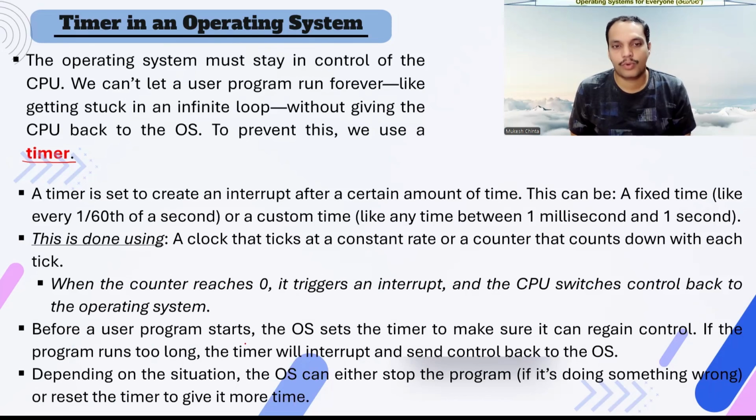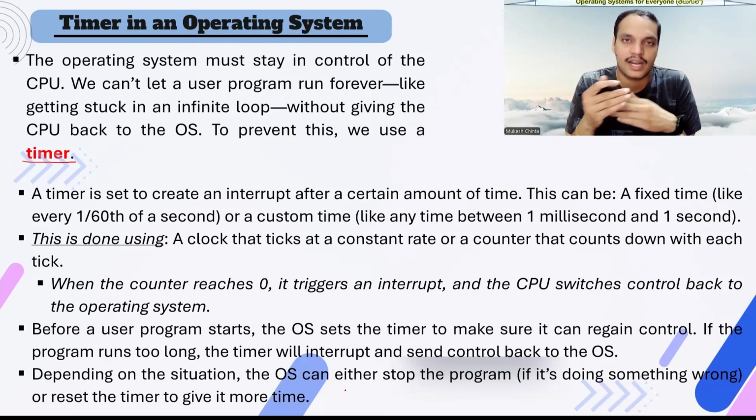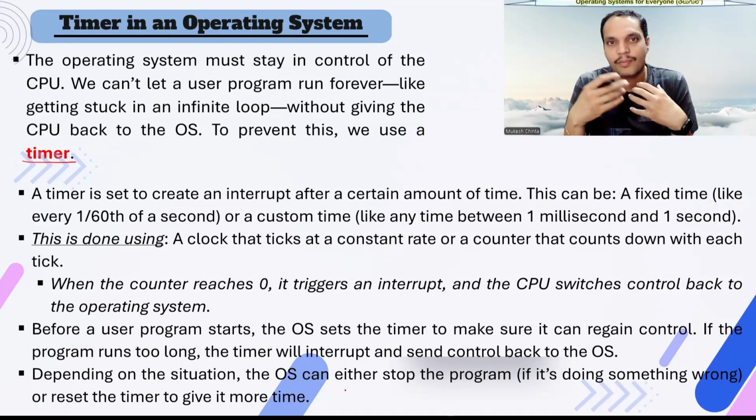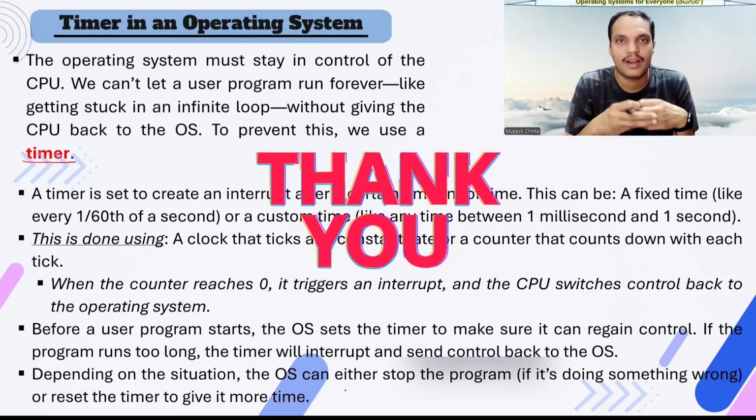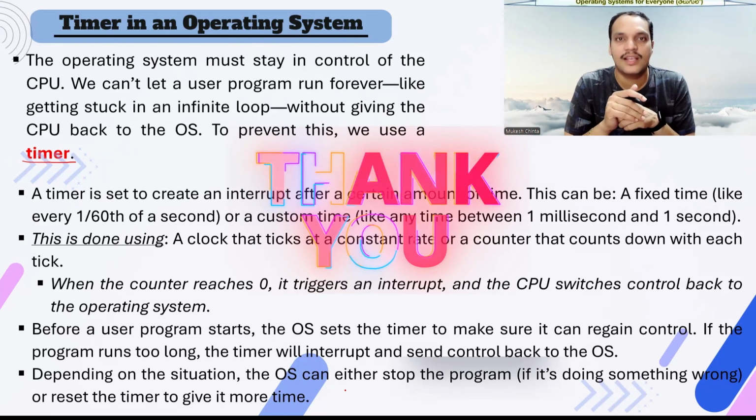So before a user program starts, the OS sets the timer to make sure it can regain control. If the program runs too long, the timer will interrupt and send the control back to the operating system. Then, depending on the situation, the OS can either stop the program or reset the timer to give it more time. This is how an operating system controls the address space. It protects itself from the user processes and also utilizes a timer for efficient utilization of the CPU.